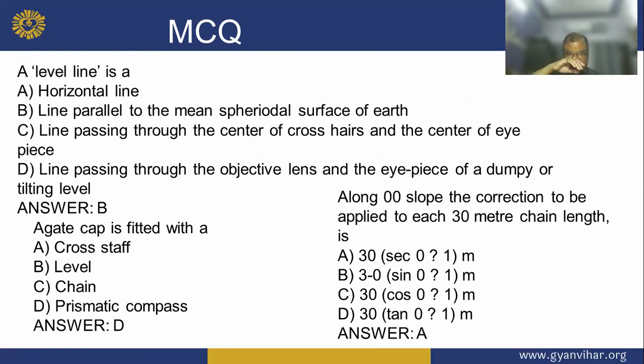And next question, a gate cap is fitted with which instrument? Yes, the correct answer is D, prismatic compass. And last question, along a 0-0 slope, the correction to be applied for a 30 meter length chain is... The correct answer is A, 30 second.